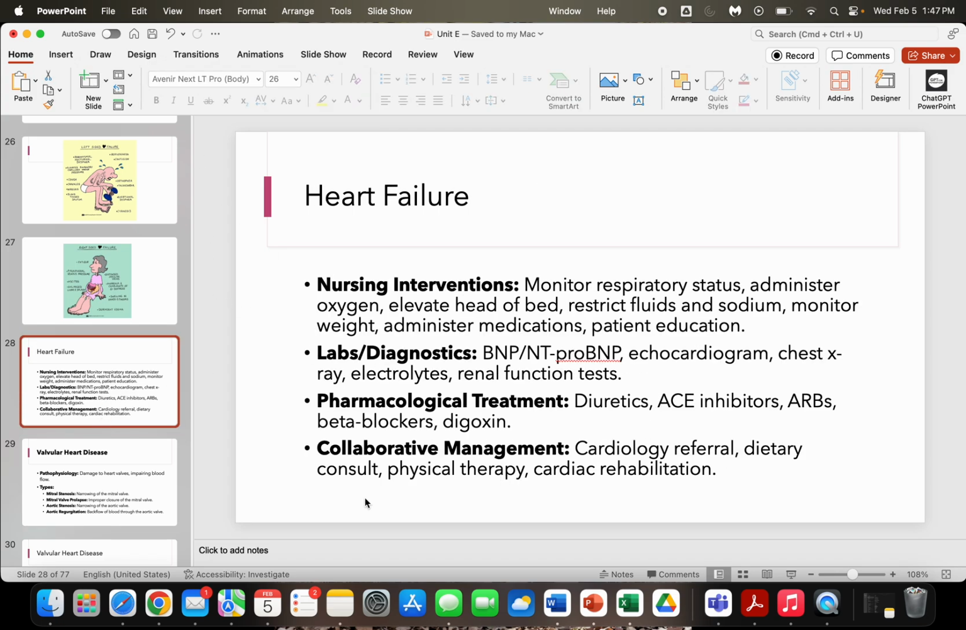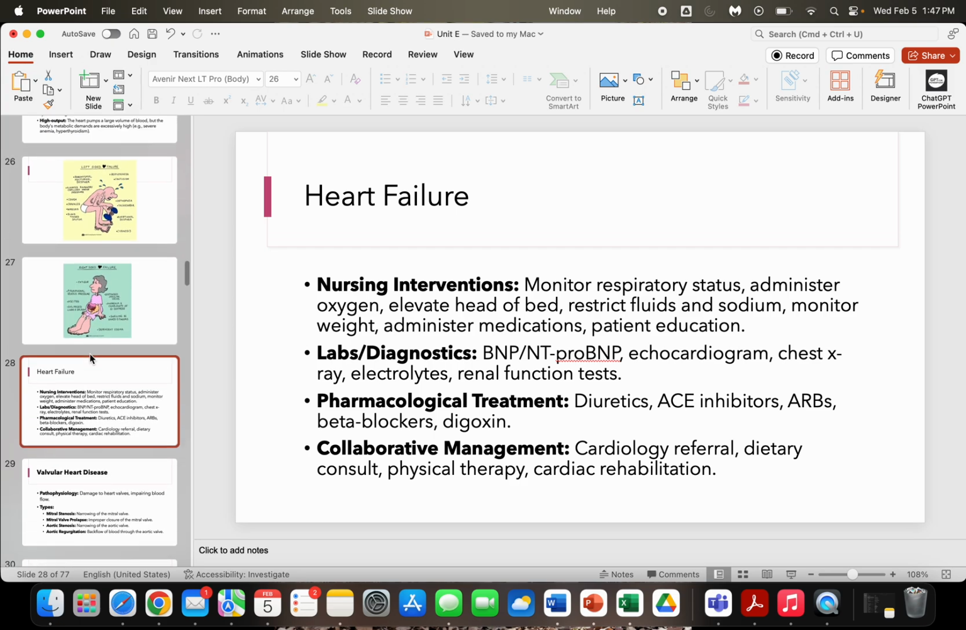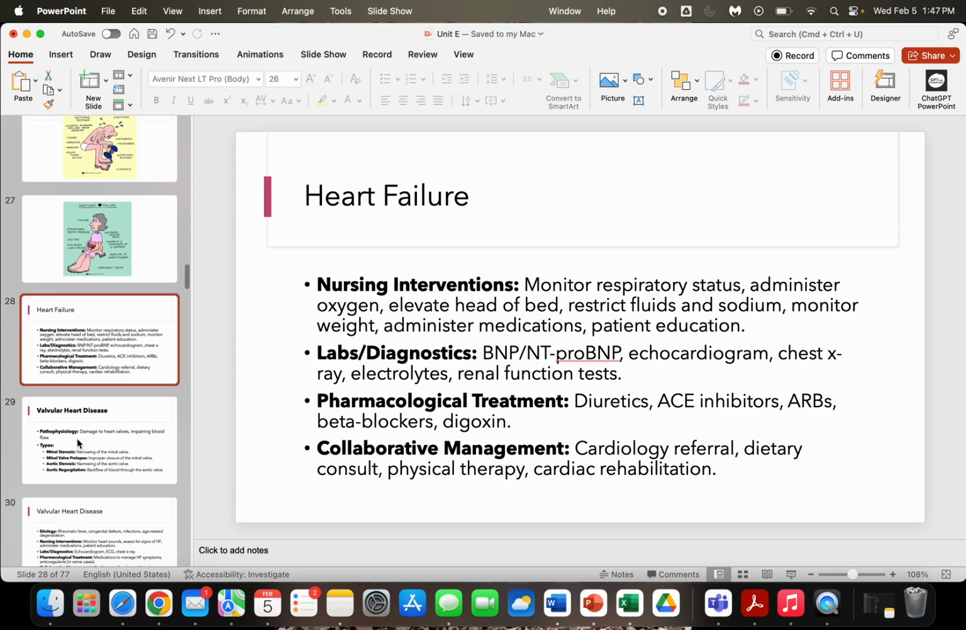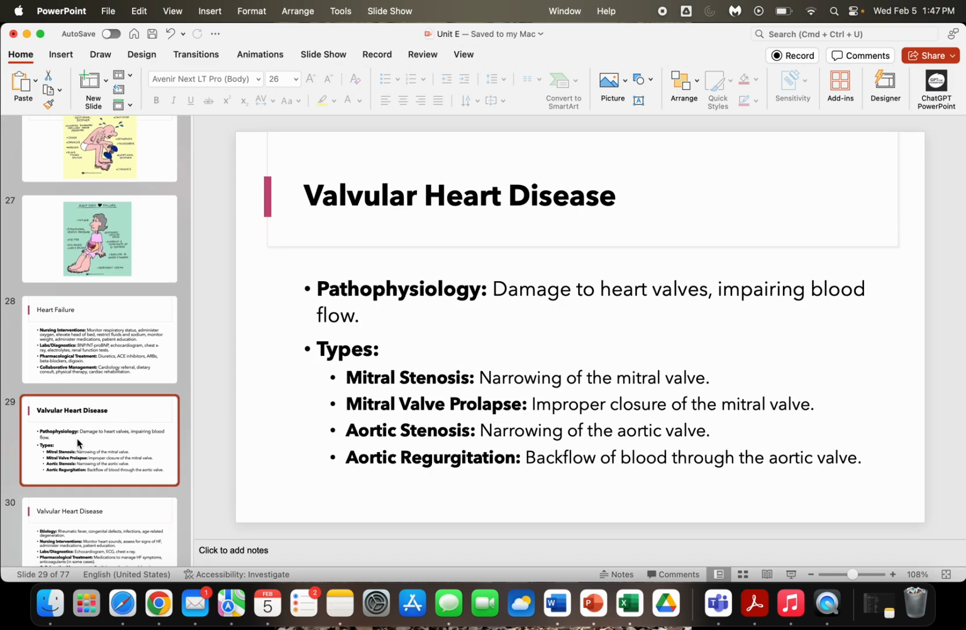And then collaborative management. We usually have these patients looked at by a cardiologist. They may need a dietary consult to limit that fluid and sodium, and then other management places, okay? So this is one of the bigger disease processes I want to make sure that you grasp and understand. Let's move on through a couple of these other ones.